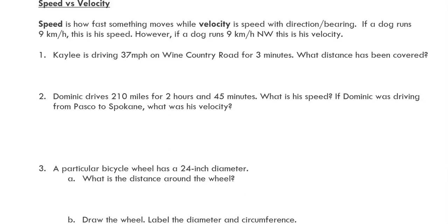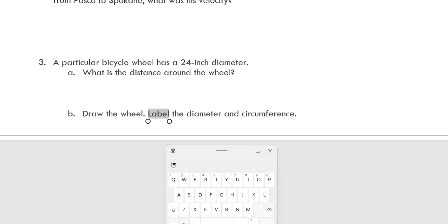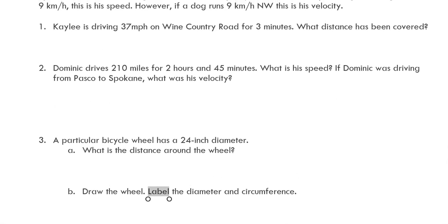Problem 1. Kaylee is driving 37 miles per hour on Wine Country Road for 3 minutes. What distance has been covered? All right, we can do a little quantitative analysis. 37 miles per hour. But she is only driving for 3 minutes. We know in 1 hour, there are 60 minutes. And then she is driving 3 minutes.